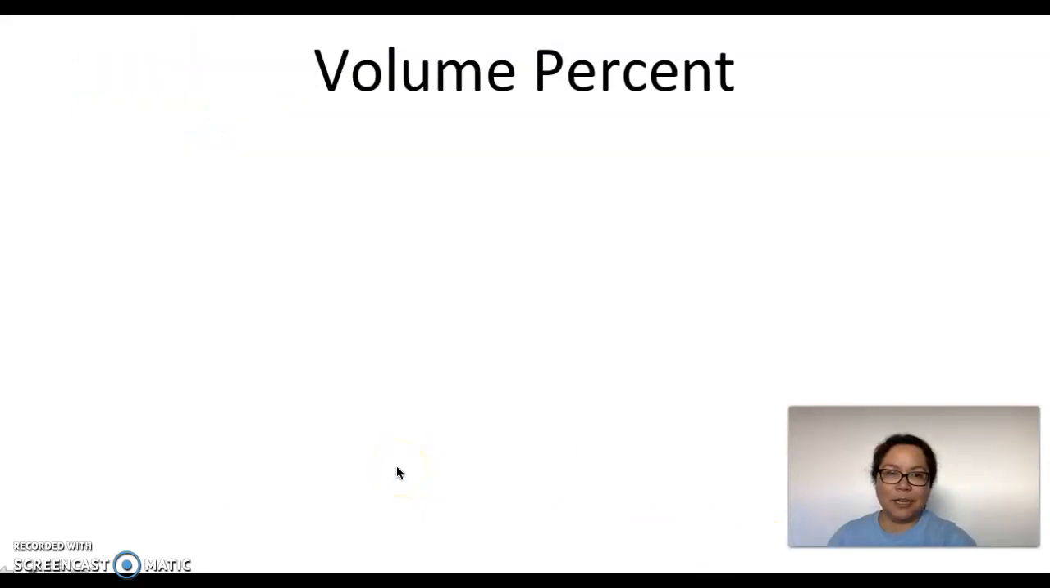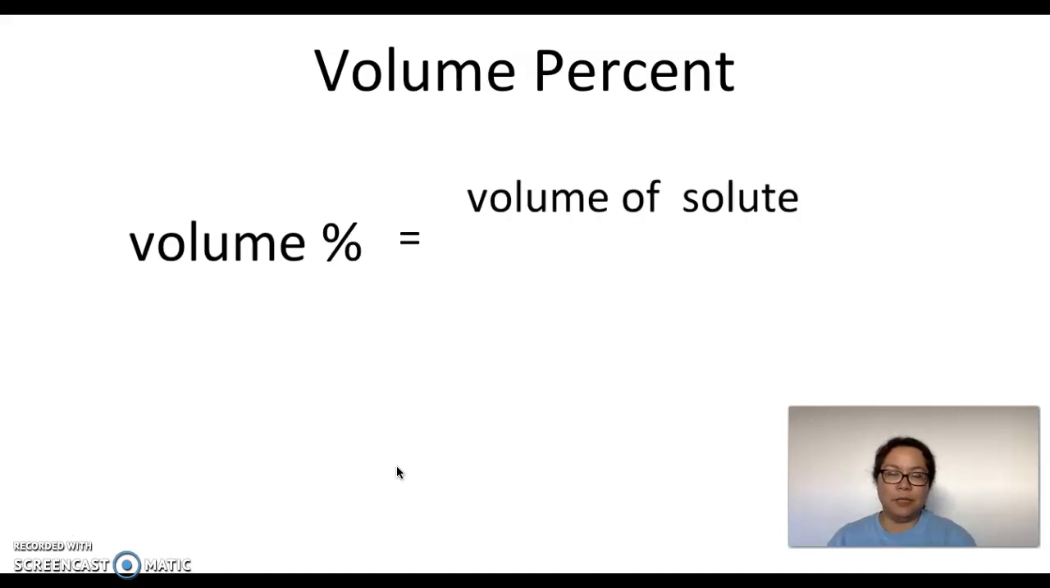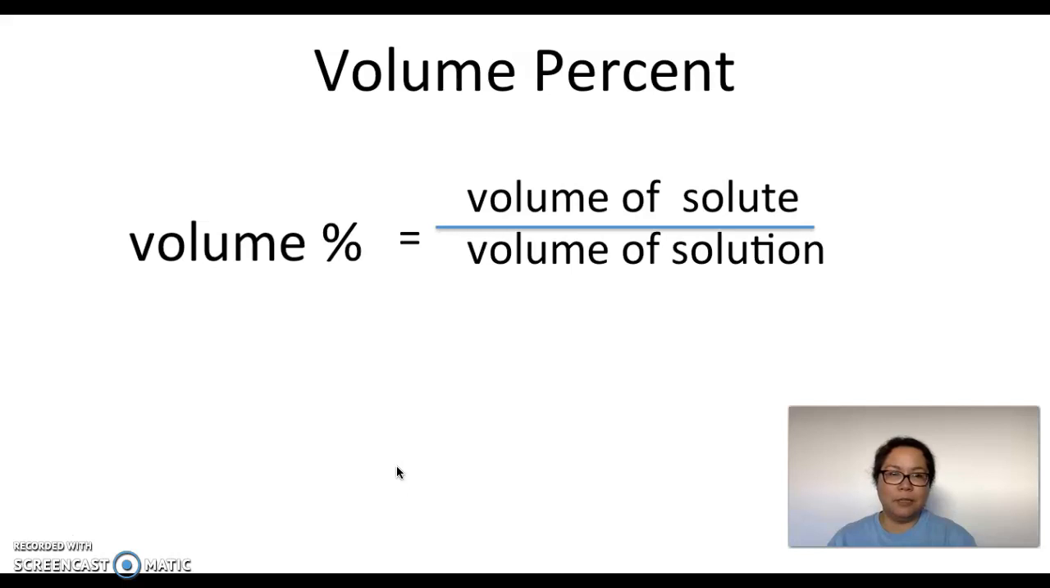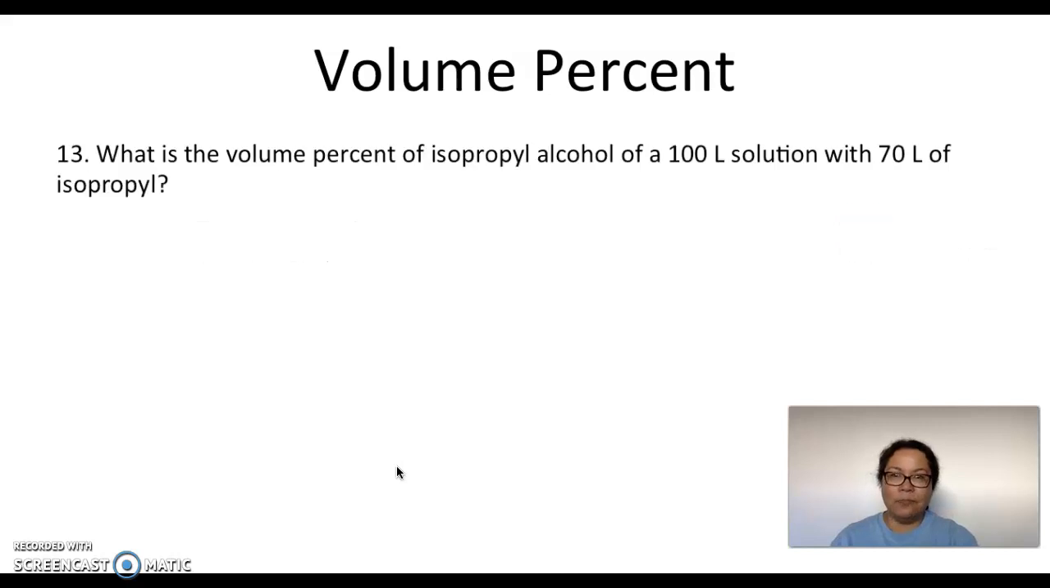We're going to go on to the next topic, which will be volume percent, another way of calculating concentration. And the formula for volume percent is the volume of the solute divided by the volume of the solution and also multiply it by 100. Okay, just like mass percent, we're going to have to make sure that we multiply by 100. And the problem that I want to do together with you is number 13. What is the volume percent of isopropyl alcohol of a 100 liter solution with 70 liters of isopropyl?